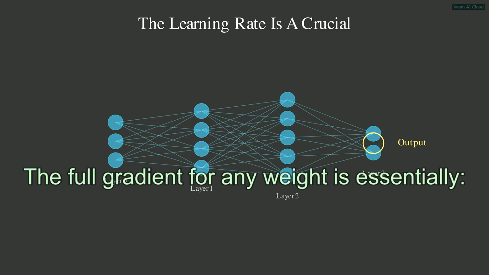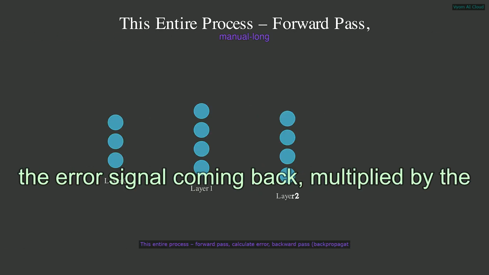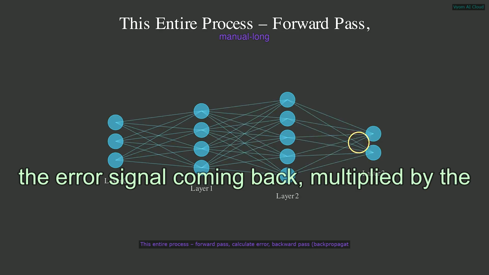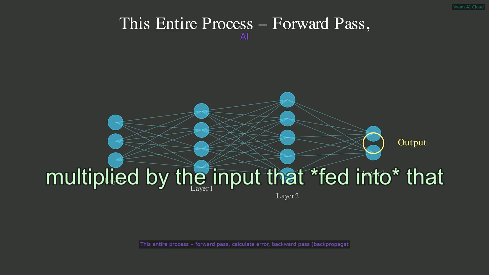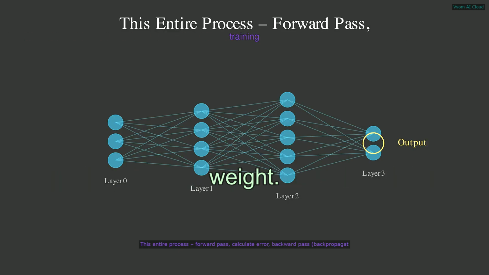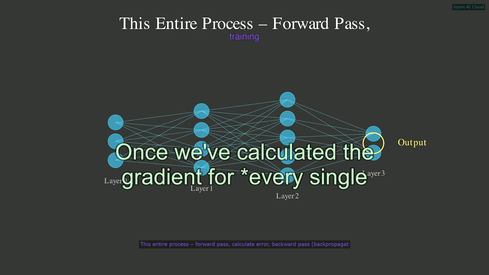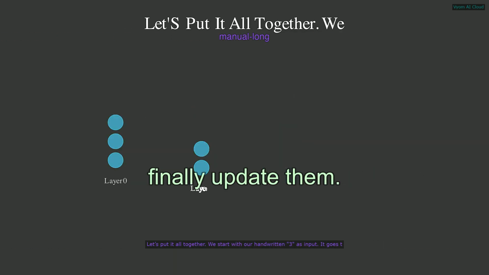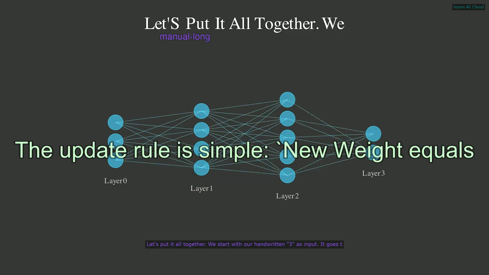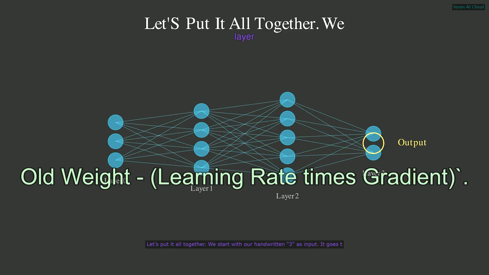The full gradient for any weight is essentially the error signal coming back, multiplied by the local gradient of the node it connects to, multiplied by the input that fed into that weight. Once we've calculated the gradient for every single weight and bias in the network, we can finally update them. The update rule is simple: new weight equals old weight minus learning rate times gradient.